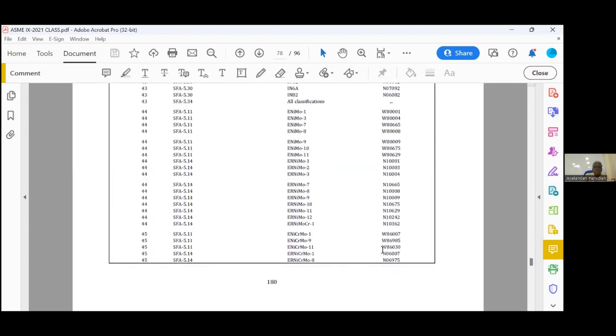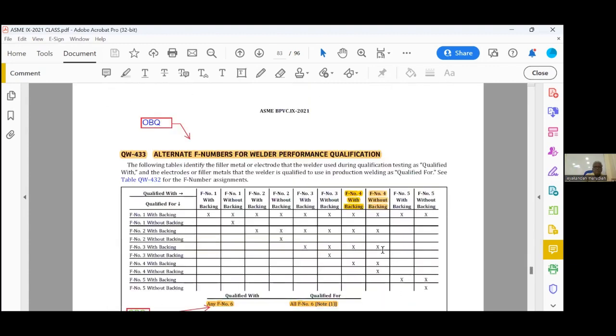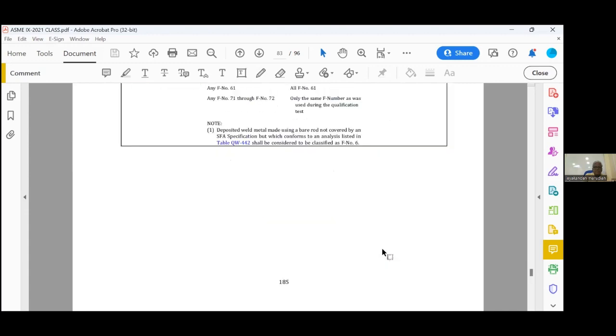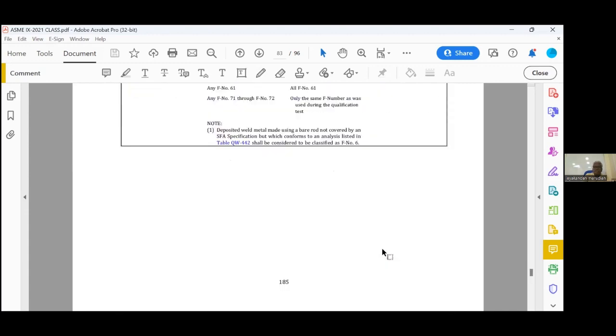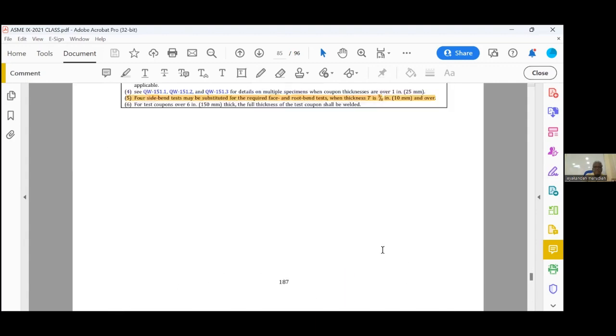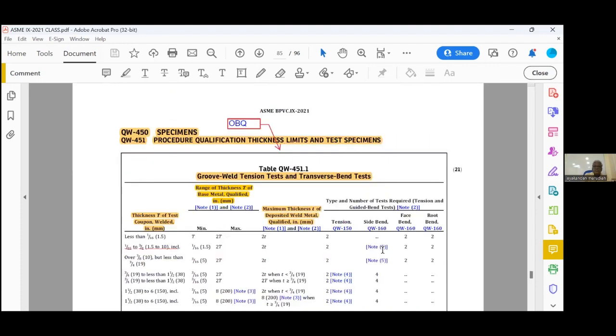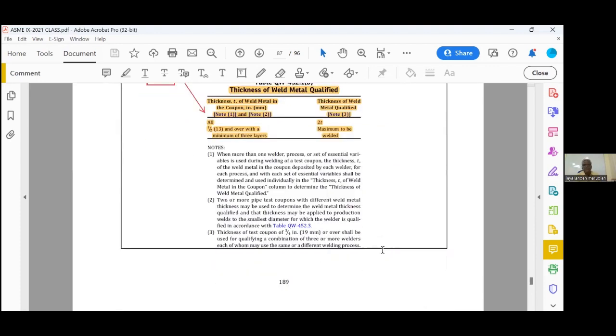Then please go to the page number, I think 185 we already highlighted. In the morning we highlighted this one. 187 we already marked as open book. Then please go to page number 189.